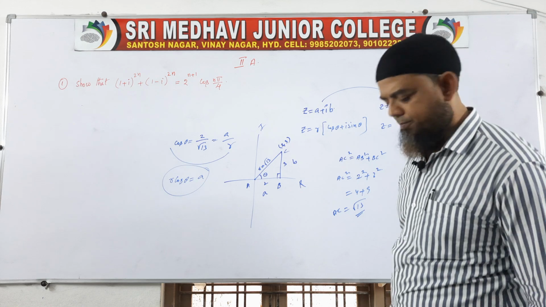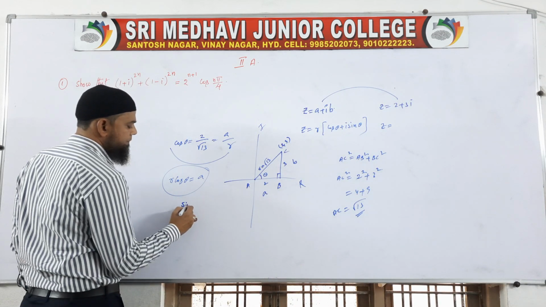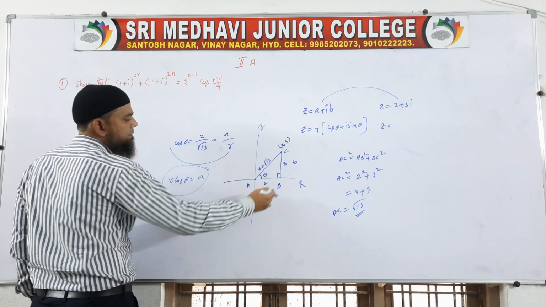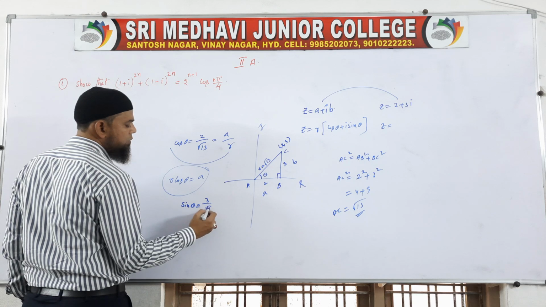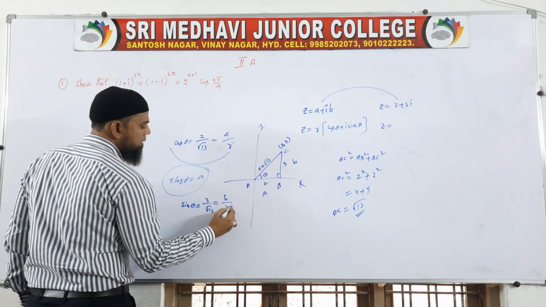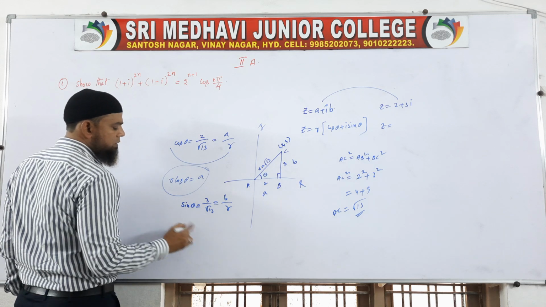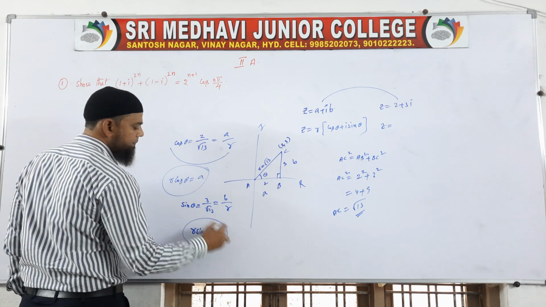One is completed. The second one is sin theta. Sin theta from the triangle is opposite by hypotenuse, that is 3 by root 13, that is nothing but B by R. I am taking R this side, then R sin theta is equal to B.